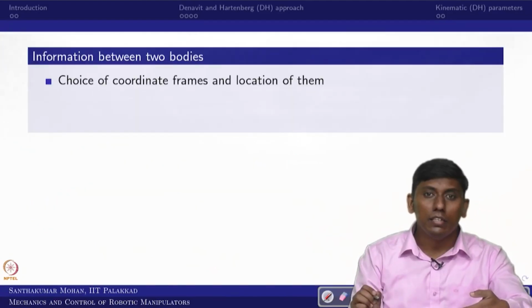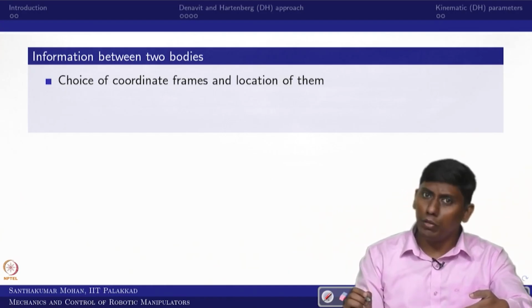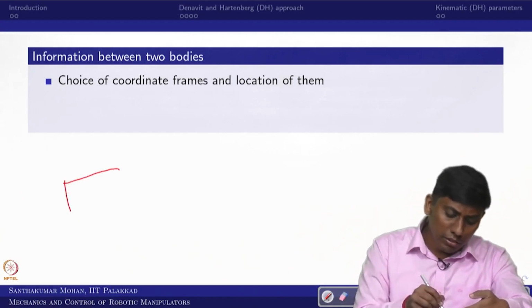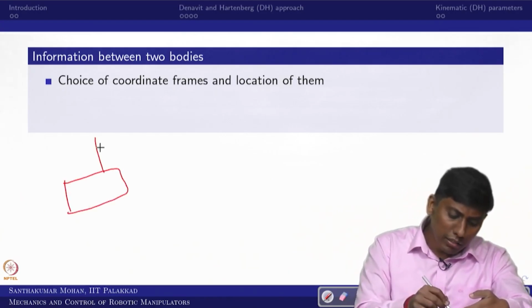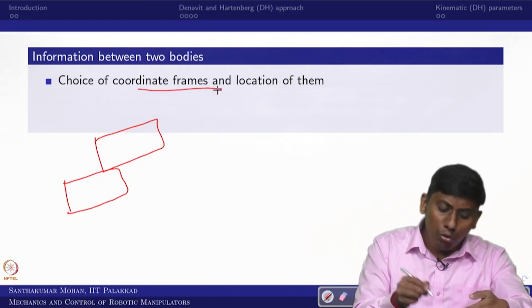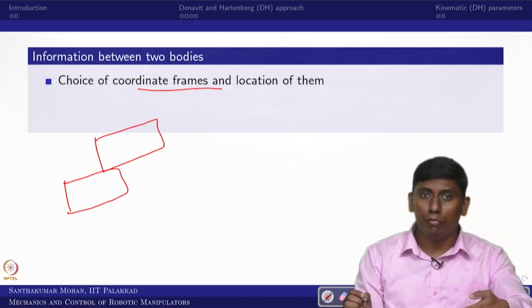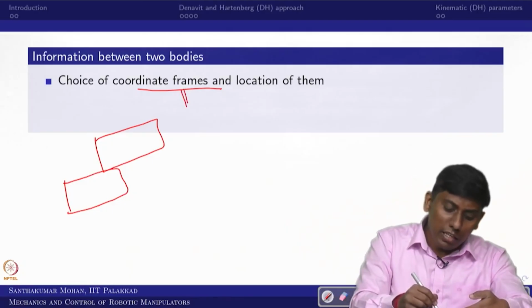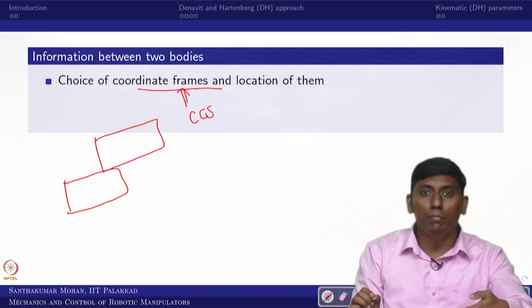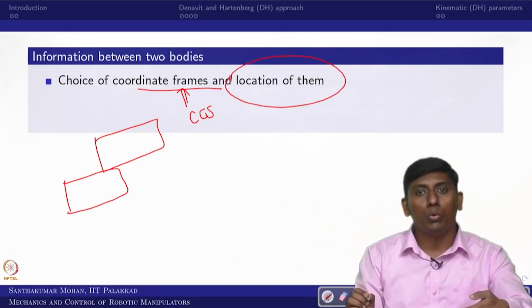So the first thing, when you are trying to give information between two bodies, for example, this is one body and this is another body: what is the easiest way? You have to fix the coordinates. Now if you are locating the coordinate, the choice of coordinate is infinite, right? And the location of them is also infinite. One of the easiest things is that we have used the Cartesian coordinate system. That is okay, but the location of them is still quite open.